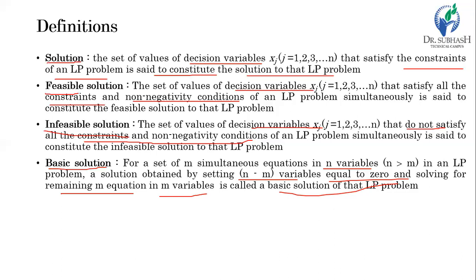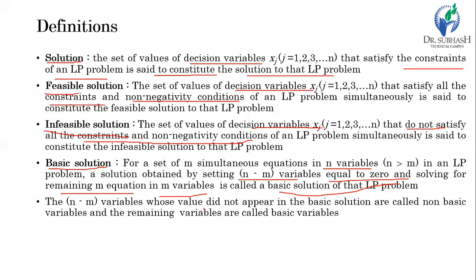So here just understand that if you put the value 0 for n minus m variables and solve the remaining problem with the remaining m variables, then you will get the solution which is called a basic solution. The n minus m variables whose values do not appear in the basic solution are called non-basic variables, and those that are present during the solution are called basic variables.